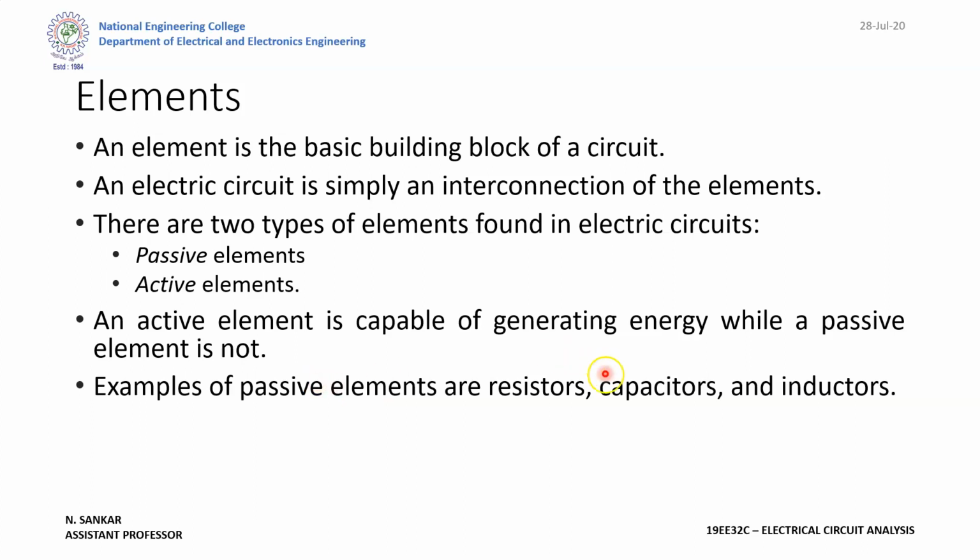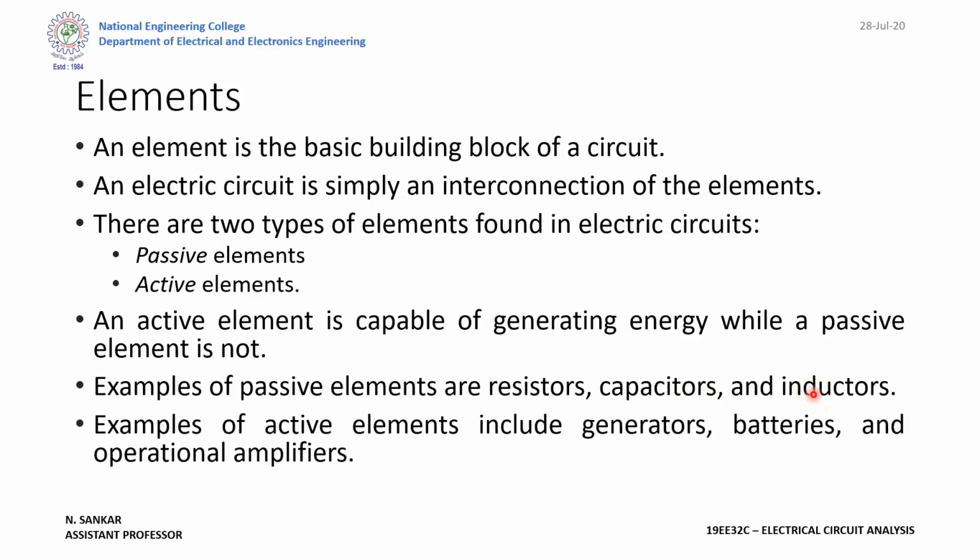So passive elements are, for example, resistors, capacitors, and inductors, and active elements are generators, batteries, or operational amplifiers. We don't want to discuss the operational amplifier now, just know what a battery and a generator are. They can supply energy. That's why they are called active elements.